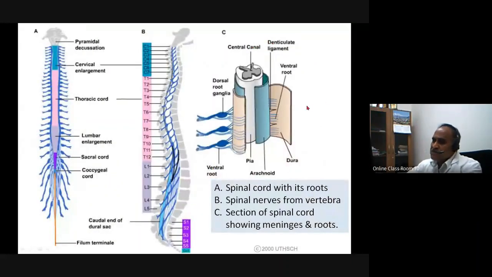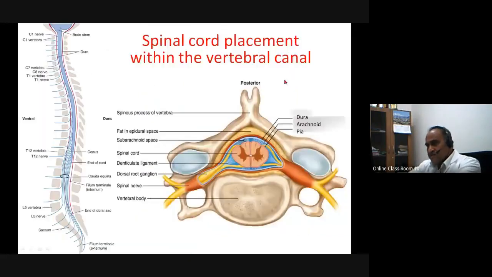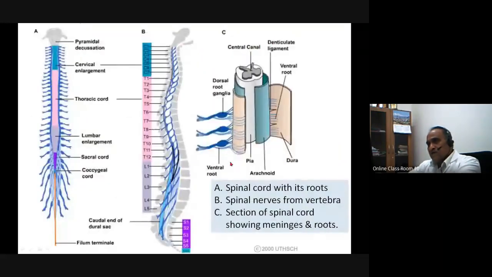So now this is about how the roots are coming, and what the layers are. At least try to remember that the pia, arachnoid, and dura are the layers in the spinal cord, and this is the central canal, and this space is filled with cerebrospinal fluid, and you see this denticulate ligament. This denticulate ligament I was trying to show here. This is a denticulate ligament. Okay, so now just move on.